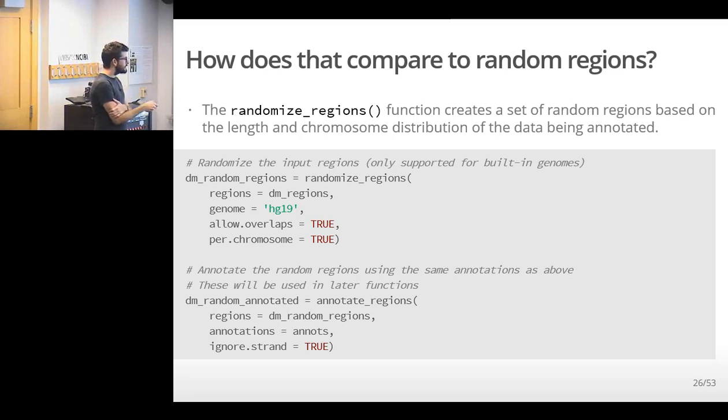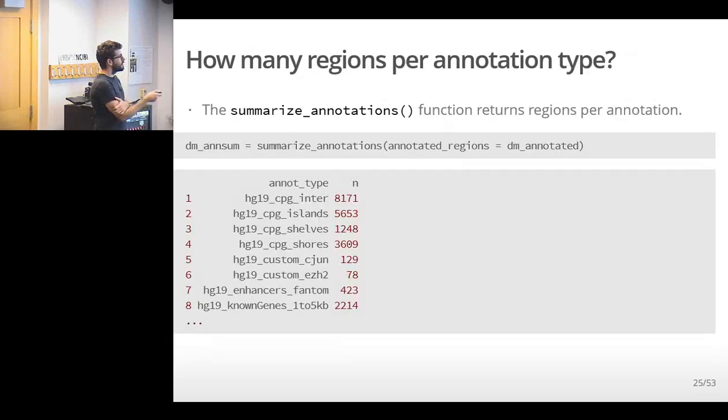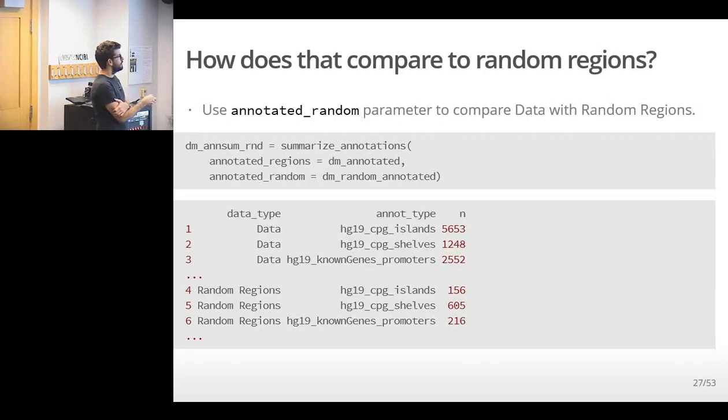And then this creates a set of random regions, and then you just need to annotate them again. So whereas in this function, we just gave it the annotated regions to figure out what that table looks like, with the random regions, you just give it both of them, right? And so you'll get a longer table. It'll have an extra column that tells you information about how many there are in the data and then how many there are in the random regions. So then you can make an assessment about if that's abnormal or not.